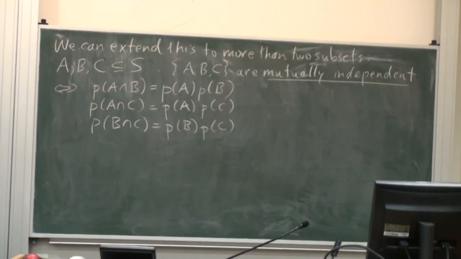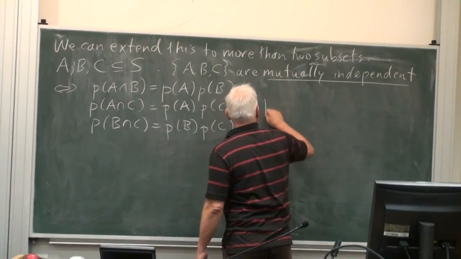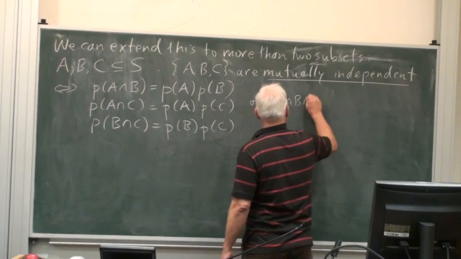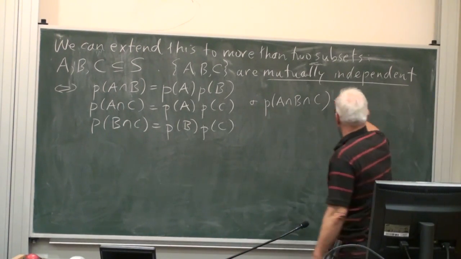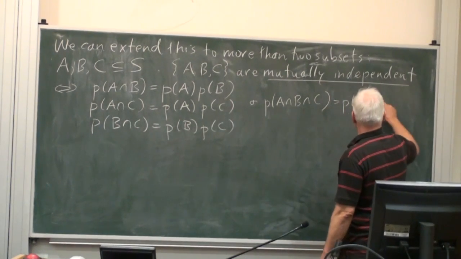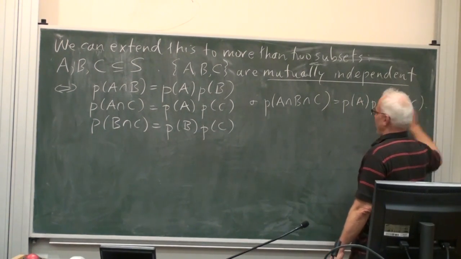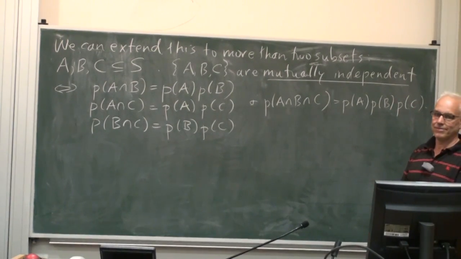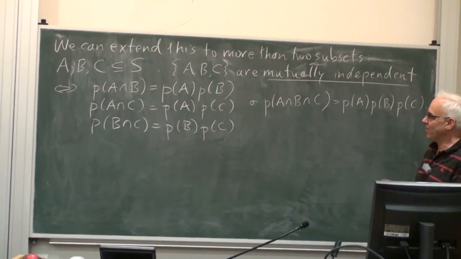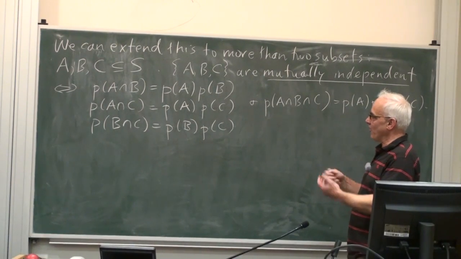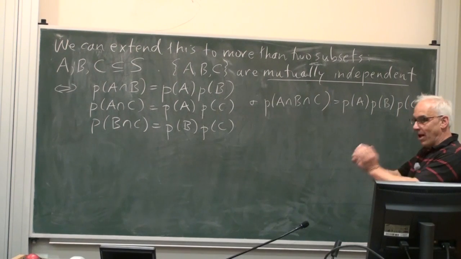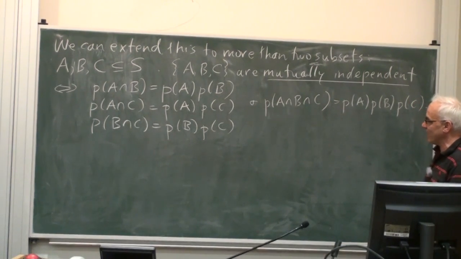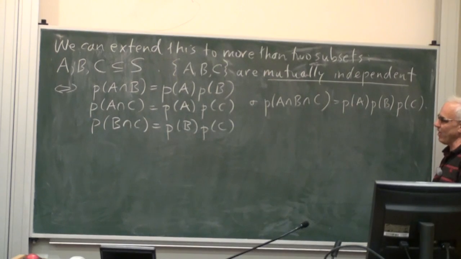And then there's a third thing that we could ask, or I guess a fourth thing that we could ask, which is that the probability of the intersection is the product of all the probabilities, P of A times P of B times P of C. So for all possible combinations of two events or three events, their intersection is obtained by multiplying the probabilities of the individual events themselves.